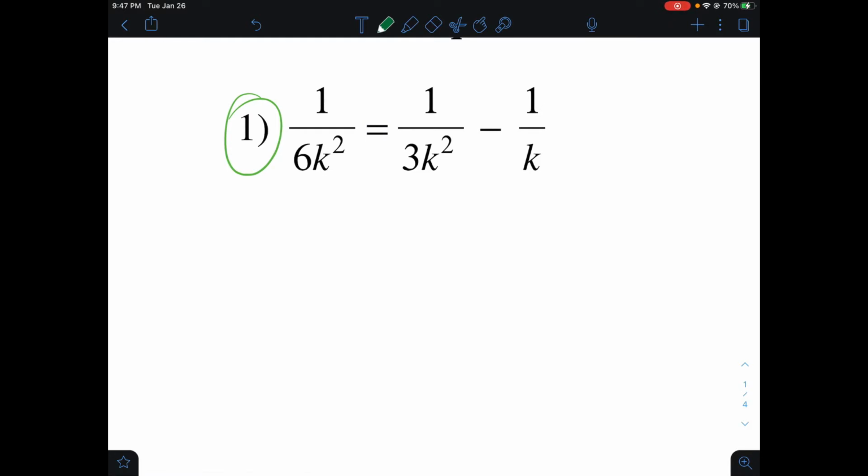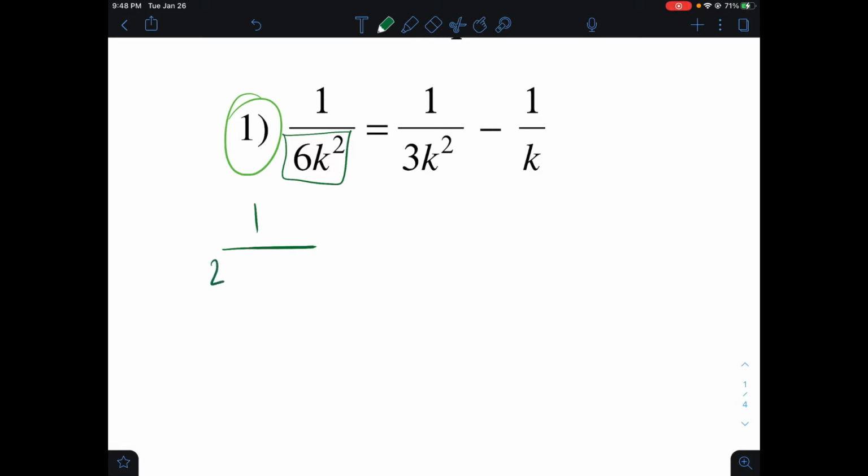So essentially, solving rational equations is very similar to simplifying by adding and subtracting, right? When you add and subtract fractions, you need to get a common denominator, and that's exactly what we're going to have to do here. So let's look at this 6k squared. Let's break down 6. We're going to factor these down to their prime factorizations.